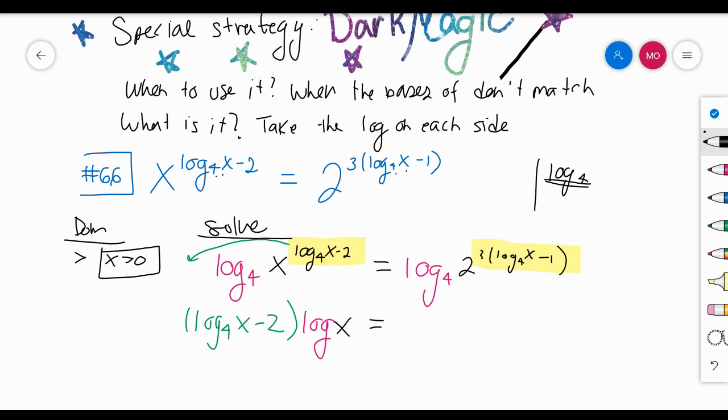Same for the other side. So we're going to take the exponent, bring it down to the front. So we're going to have 3 log base 4 of (x minus 1), log base 4 of... and finally, a 2.